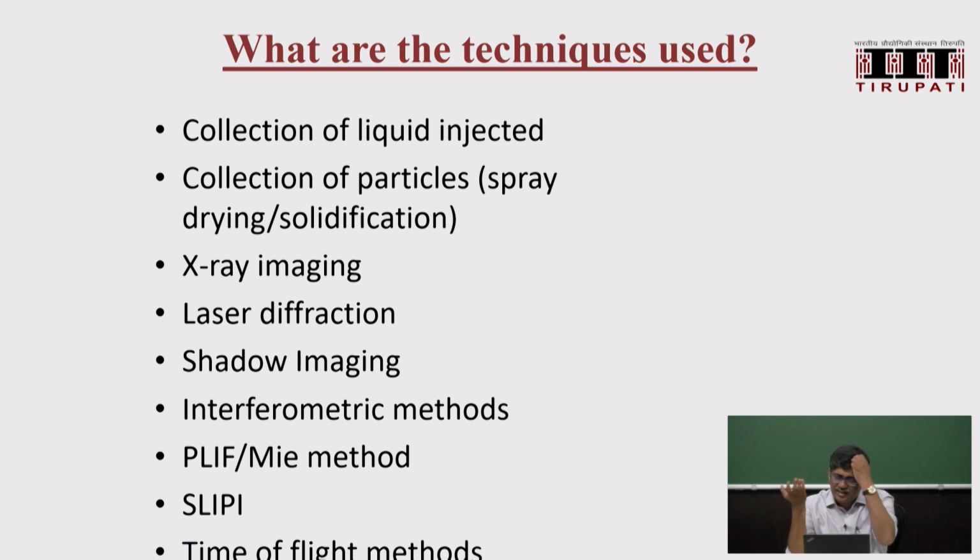Some applications use what you call bromide paper. I put this so that when the drop hits, it creates an impact pattern. Take this paper, look under a microscope, and get all the information. What is the size distribution? Of course, the assumption is that the drop will just hit. There are some difficulties, so people also use X-ray imaging to look into that.